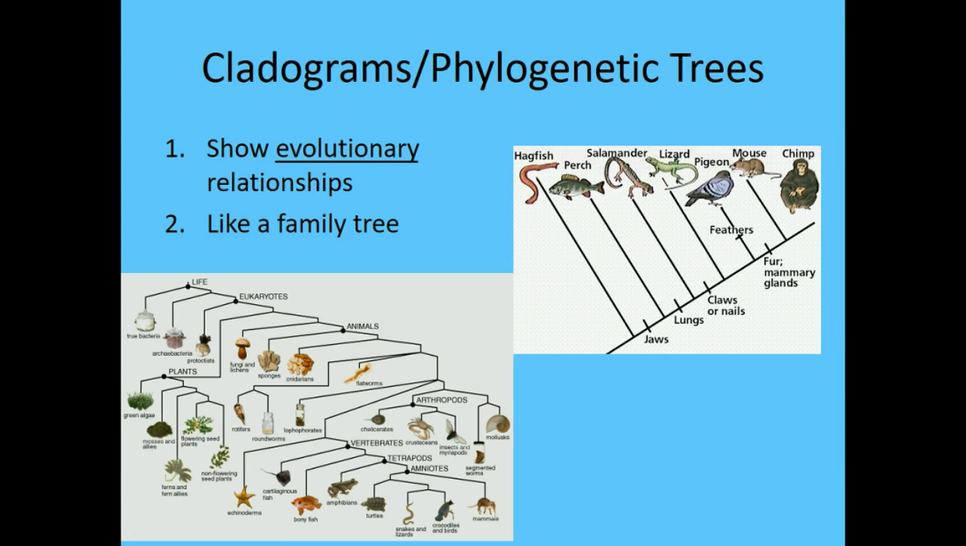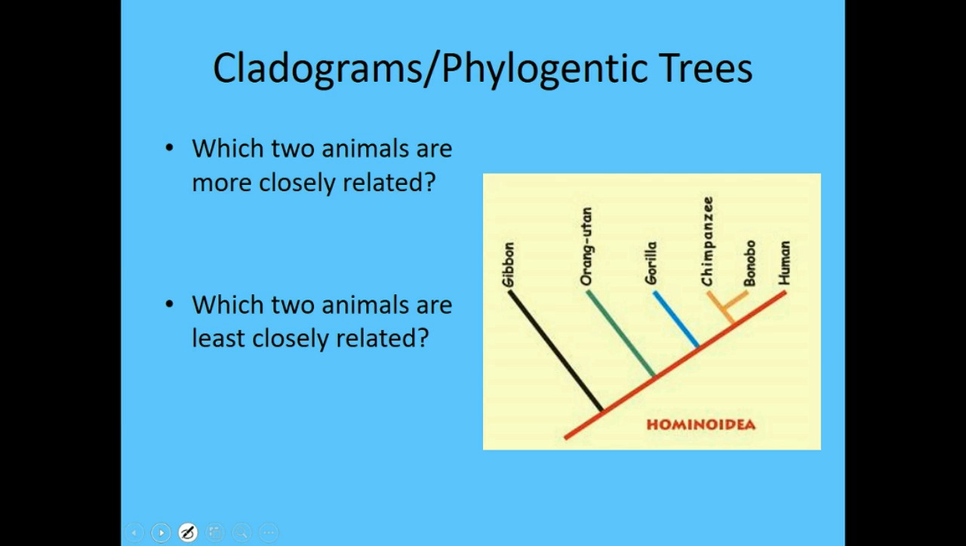The last thing we're going to talk about here is cladograms. Cladograms are basically a visual representation of these relationships, made by looking at the physical structures and the molecular structures, comparing DNA or comparing amino acids. We can create these relationships. And it's important to know how to understand them.